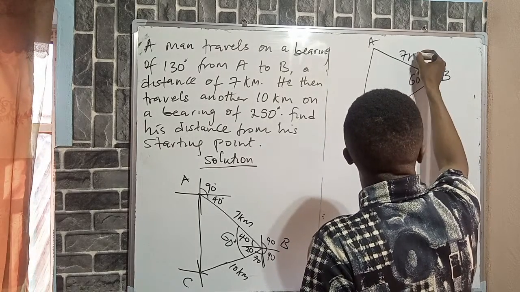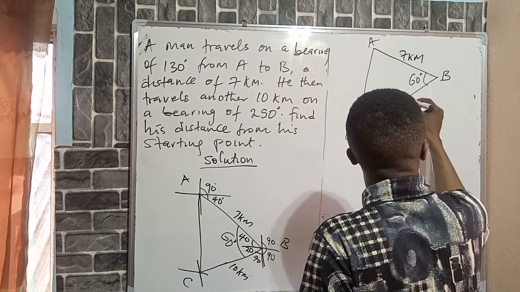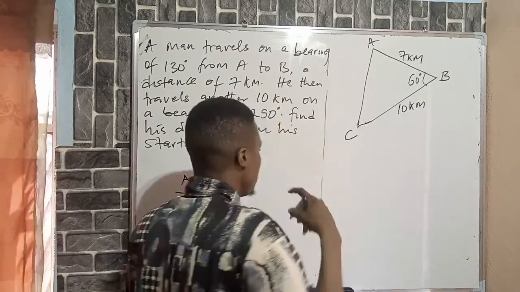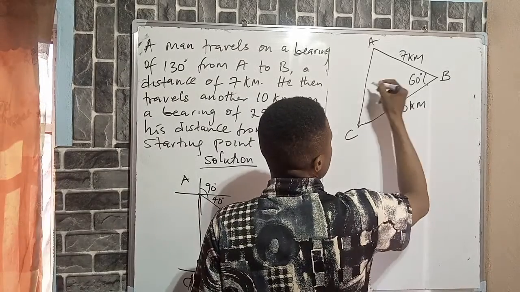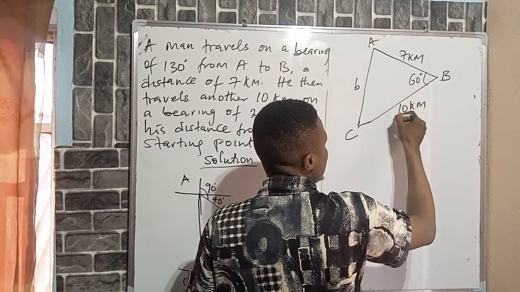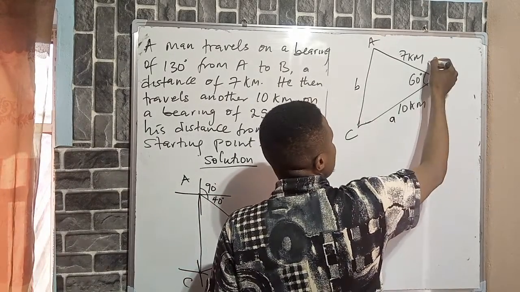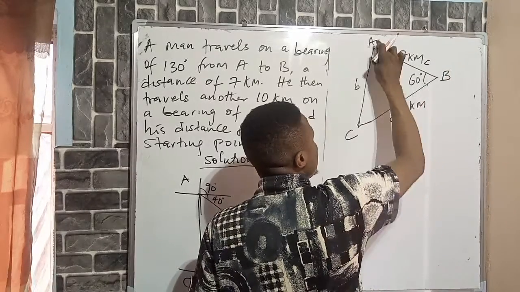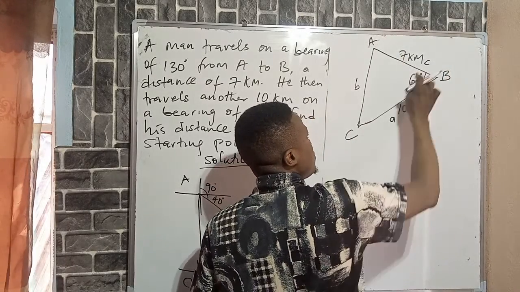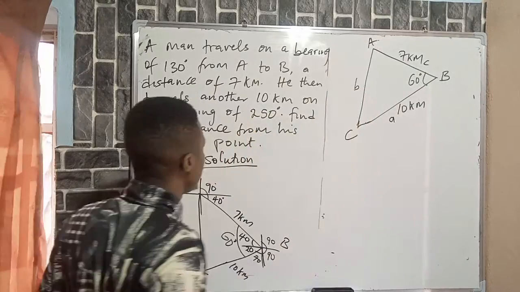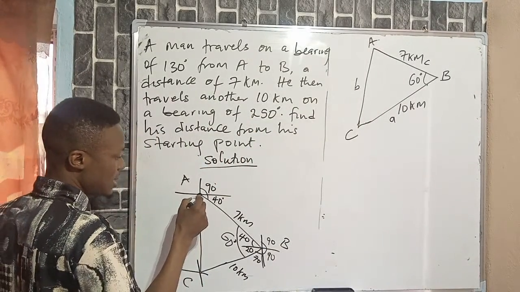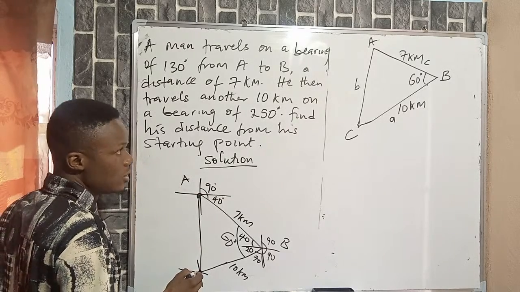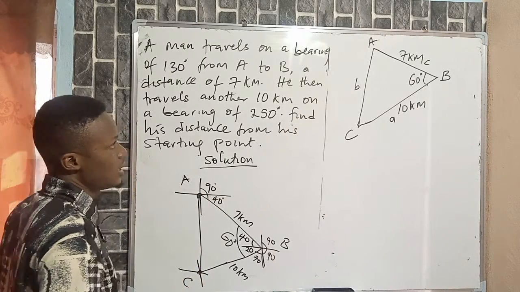Here is 7 kilometers, here is 10 kilometers. Look at the triangle here, I've drawn it clearly. This is capital B, the side facing A is small a, the side facing C is small c. So capital B small b, capital A small a, capital C small c. We are looking for b, because they said, what is the distance from the starting point? He started here, this is the starting point, and look at where he is. So his distance from the starting point is just this length here.